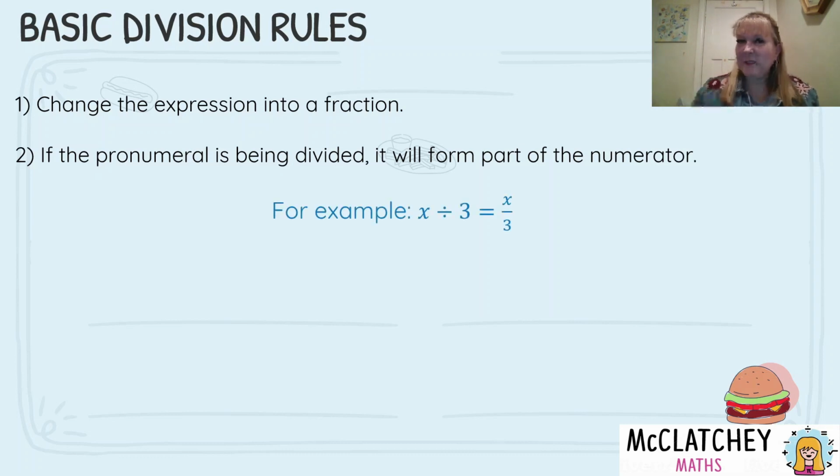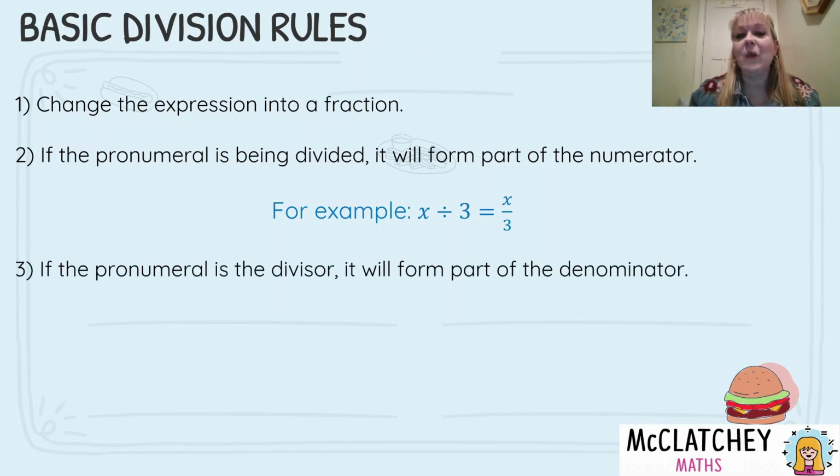So here's an example, x divided by 3. When you're setting that up as a fraction, whatever comes first, before the divided by symbol, goes on the top of the fraction as the numerator. And in the same way, if the pronumeral is the divisor, the thing that's dividing something else, it's going to form part of the denominator. So here's an example as well. In this case, it's 3 divided by x.